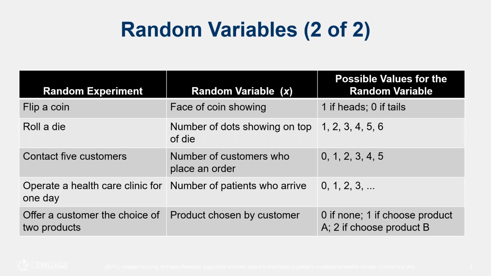So again, we kind of saw this before, but random variables, we would say, well, what are the random variables for a coin flip? Well, it's either a heads or a tails. If we wanted to assign it a numerical value, it could be 1 and 0, right? It could also be 1 and 2. I mean, we could assign it whatever numerical value we want. Roll of a die, 1, 2, 3, 4, 5, 6. Number of customers who place an order. If there's 5 customers, could be 0, 1, 2, 3, 4, 5, etc. Okay, so these are what we mean when we use the term random variables.